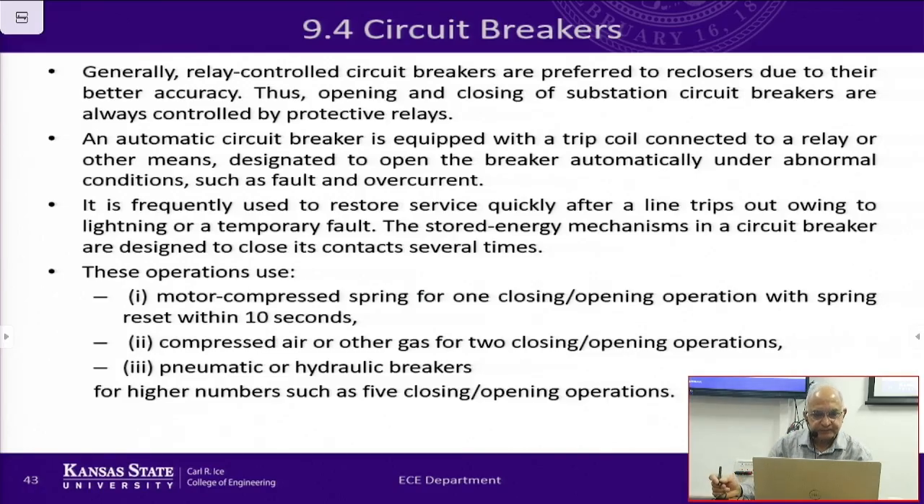Okay, and they are typically motor compressed springs for closing opening operation with spring reset within 10 seconds, or you could have compressed air or other gas for two closing opening operations. They could be pneumatic or hydraulic breakers.